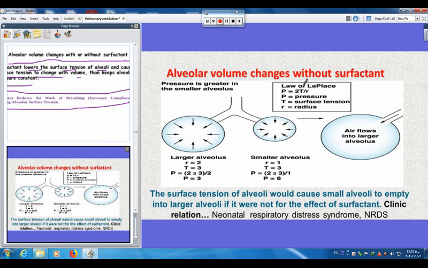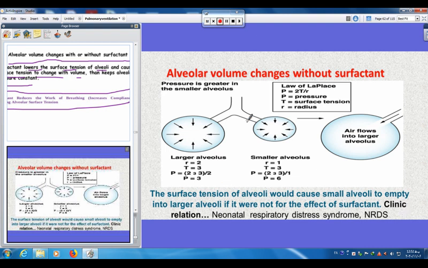Alveolar volume changes without surfactants. For example, the surface tension of the alveoli would cause a small alveolus to empty into the large alveolus if it were not for the effect of the surfactant. In the clinic, this relates to neonatal respiratory distress syndrome, RDS, in the absence of the surfactant.